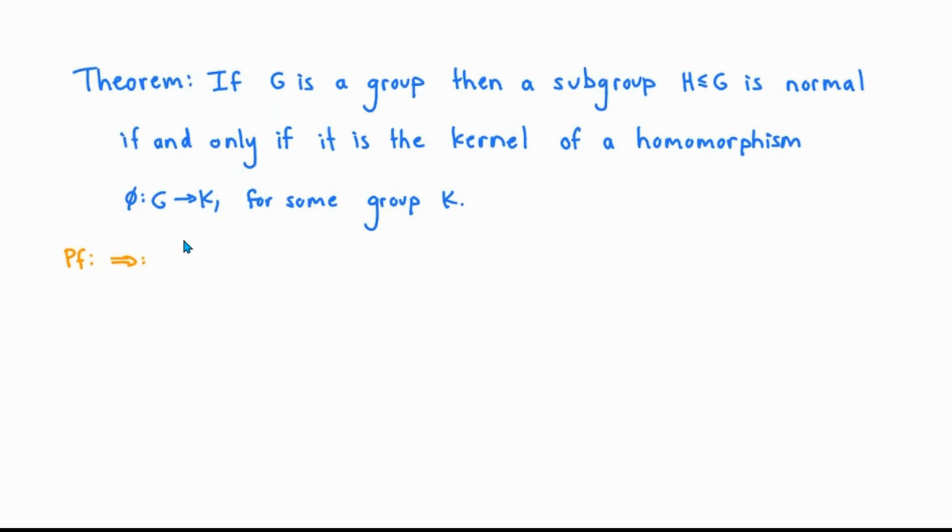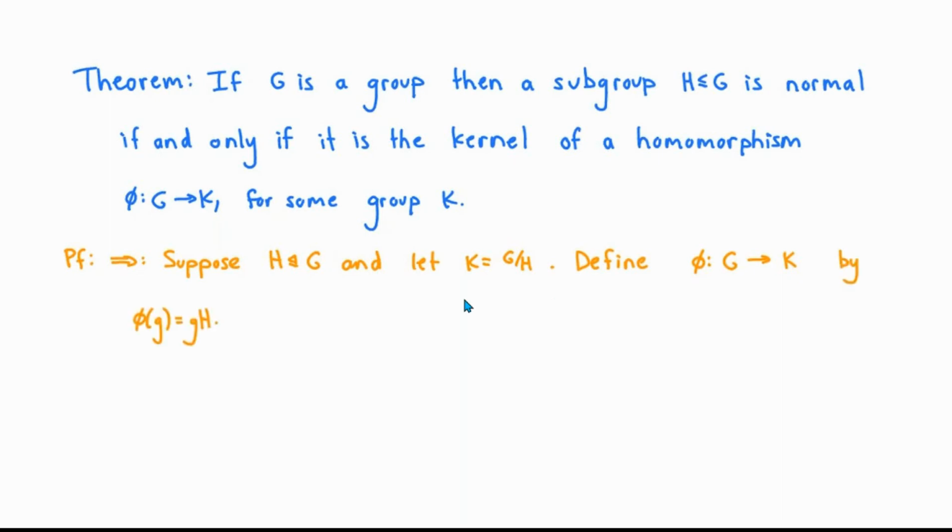So to prove this statement, let's suppose that H is a normal subgroup of G, and for our group K, let's take the quotient group of G modulo H. Now remember, we worked hard to prove that anytime H is a normal subgroup of G, the quotient space together with multiplication of left cosets as we described before is a group. Well, now for our homomorphism from G to K, consider the map phi, which maps every element of G to the left coset of H by g.